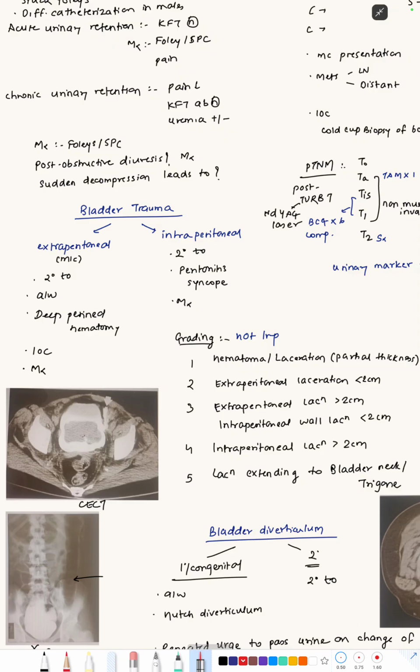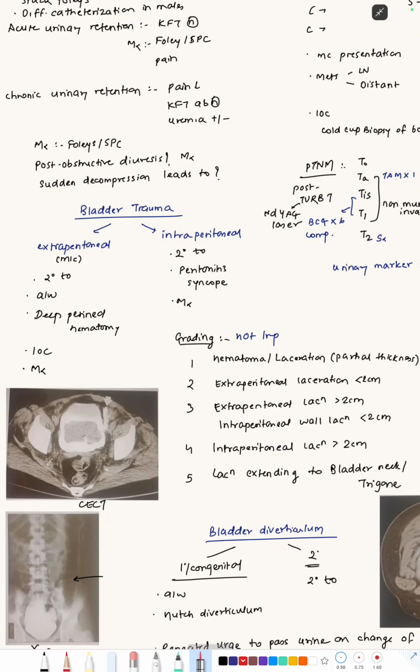The intraperitoneal one is associated with a full bladder and a direct impact on the bladder, for example in cricket matches, or a surgery like hysterectomy. Then the extraperitoneal is associated with blood at the tip of meatus, deep perineal hematoma, and difficulty in passing urine, while the intraperitoneal one is associated with peritonitis and syncope.